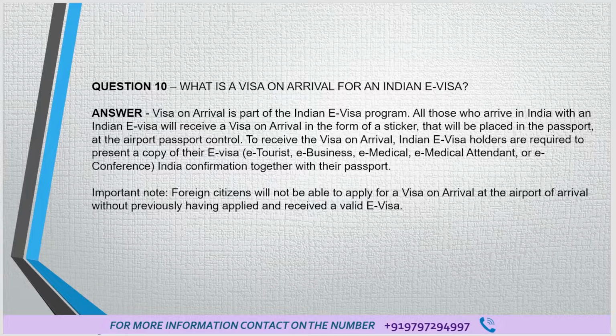Now let us see the next question. What is a visa on arrival for an Indian e-visa? Visa on arrival is also a part of the e-visa program of India. Travelers have to fill in an application form for visa on arrival, and when they land in India at the immigration office, they have to present the visa application and their country's passport. The officers will provide you the visa on arrival as a sticker on your passport.